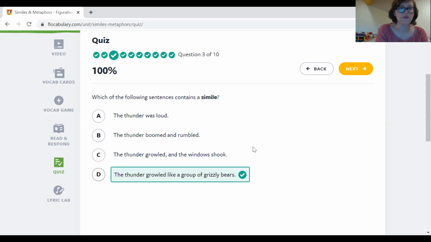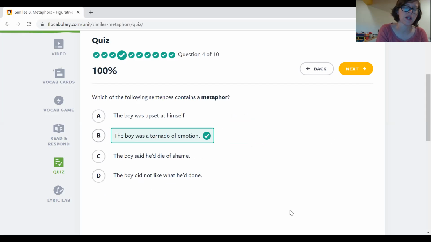Question 3, which of the following sentences contains a simile? And that would be D. The thunder growled like a group of grizzly bears. And remember, simile has the word like in it, or as. Question 4, which of the following sentences contains a metaphor? B, the boy was a tornado of emotion. So remember, it's saying that something is something else. So the boy is a tornado.